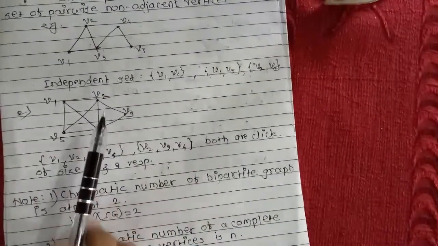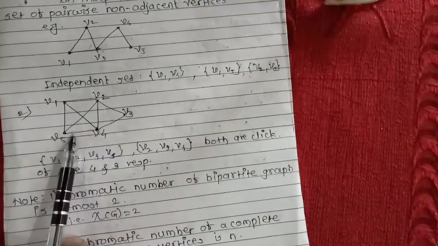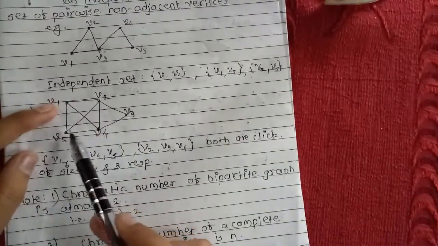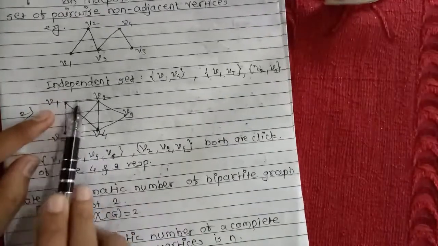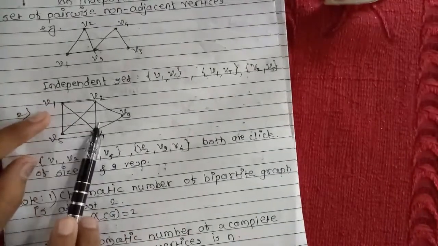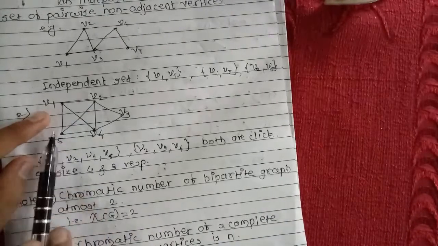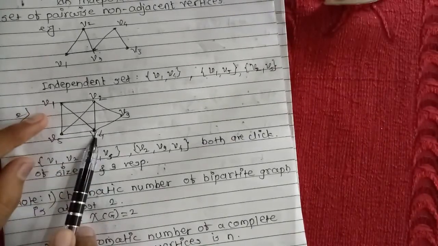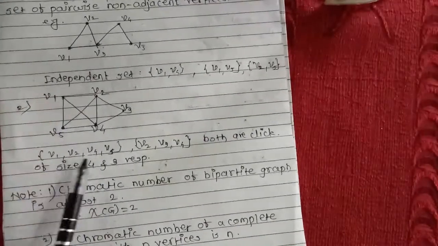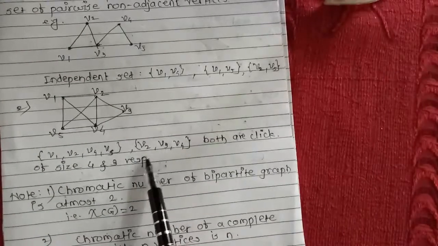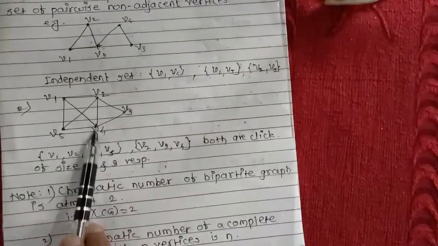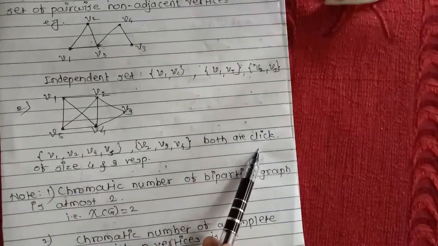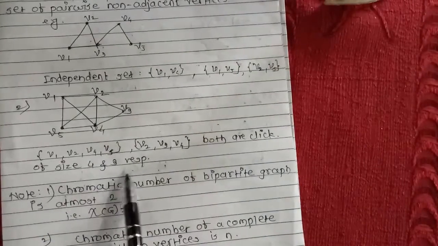Now the second example, with vertices V1, V2, V3, V4, V5. Here a clique is V1, V2, V4, V5, because every two vertices are adjacent to each other. V1 is adjacent to V2, V1 is adjacent to V5, V2 and V5 are adjacent, V5 and V4, V4 and V2, V1 and V4. Therefore, a clique is V1, V2, V4, V5. The next clique is V2, V3, V4. These 3 vertices are adjacent to each other, right? Therefore, these are cliques of size 4 and 3 respectively.